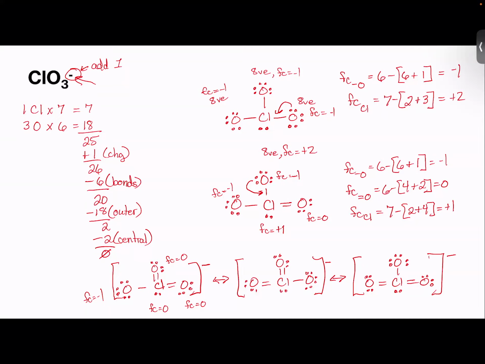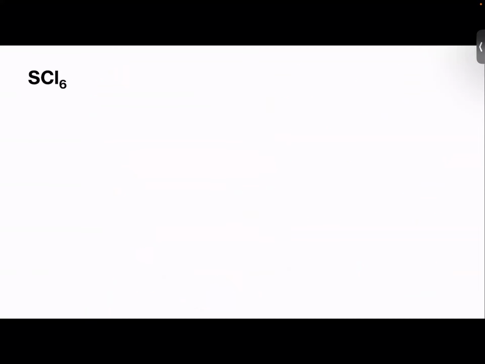Let's look at another example. Let's look at sulfur hexachloride. You have 1 sulfur, you have 6 chlorines. Sulfur is in group 6, the last digit is 6, so it has 6 valence electrons. Chlorine is in group 17, the last digit is 7, so it has 7 valence electrons. The sulfur contributes 6, the chlorines contribute 42, for a total of 48 valence electrons that are going to need to be distributed.